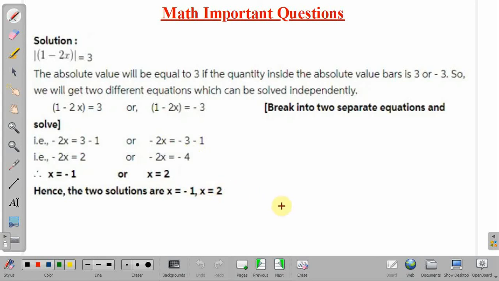Okay friends, so in this lecture we have discussed one important problem of mathematics on the topic absolute value function. Okay, thank you.